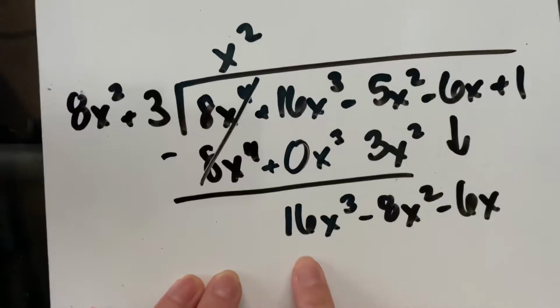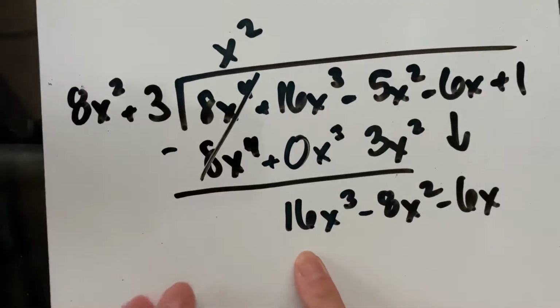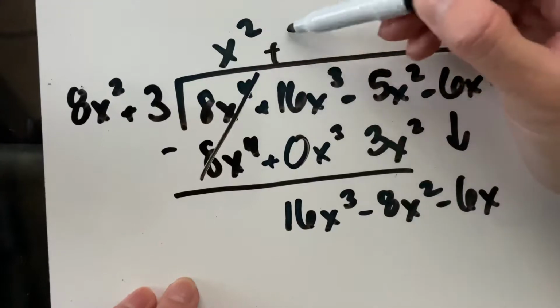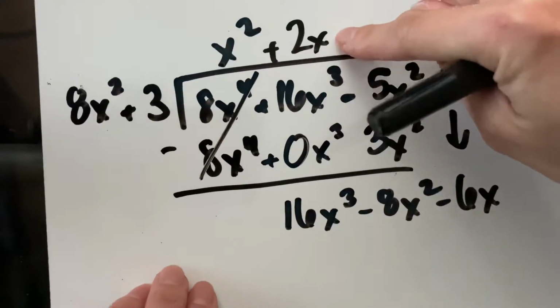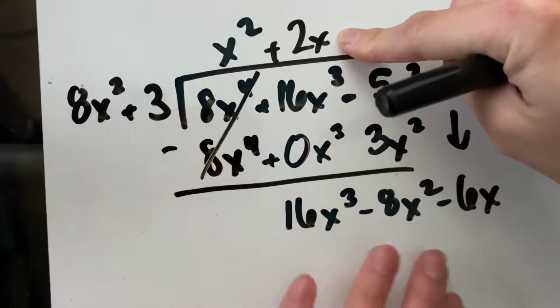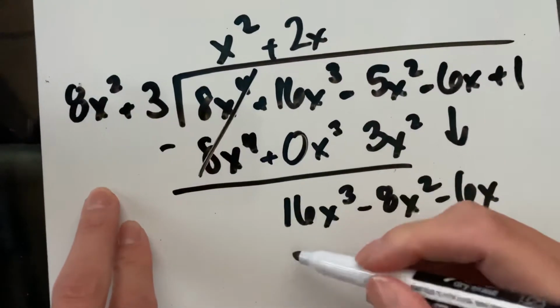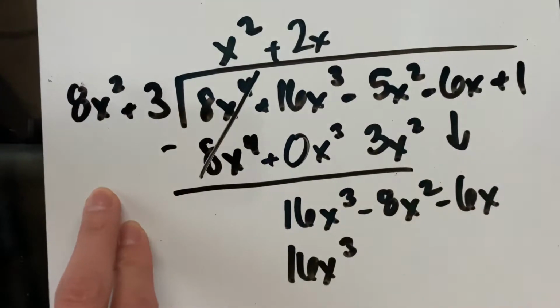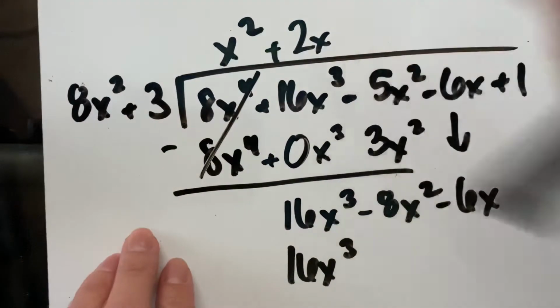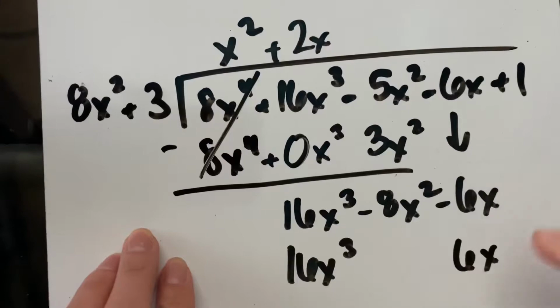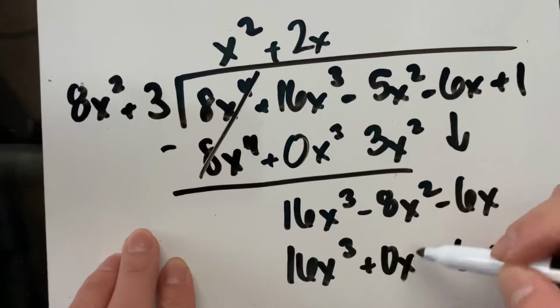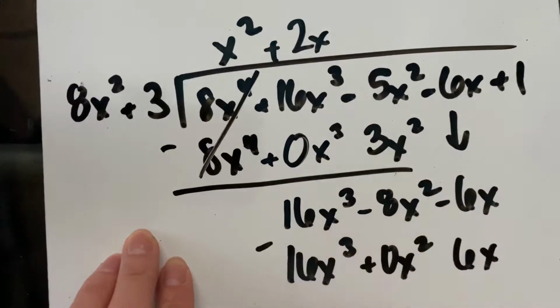So 16x to the third divided by 8x to the second is positive 2x. And then you're going to multiply this 2x with both of these terms and then write down the like terms underneath again. So 2x times 8x to the second is 16x to the third. 2x times 3 is 6x. We're going to write that underneath its like term, and then we have a placeholder of 0x squared here, and then we're going to subtract.